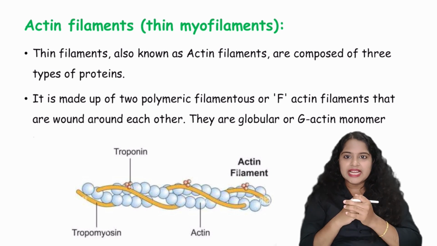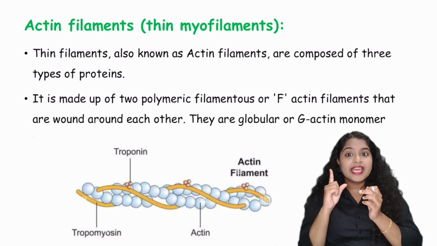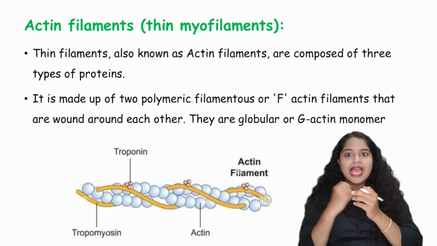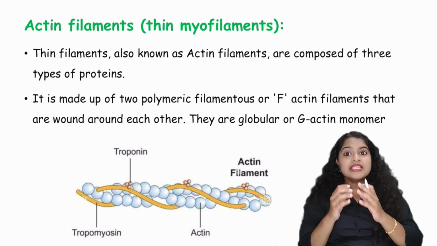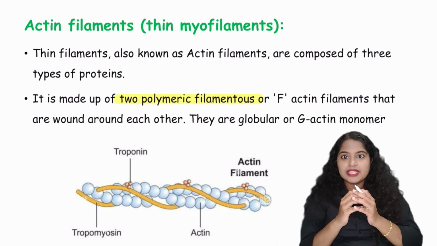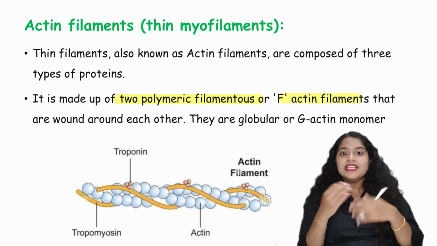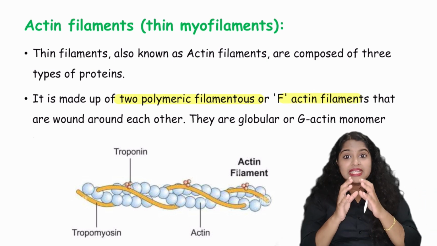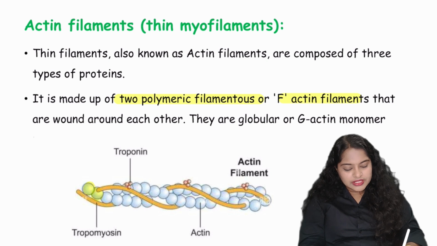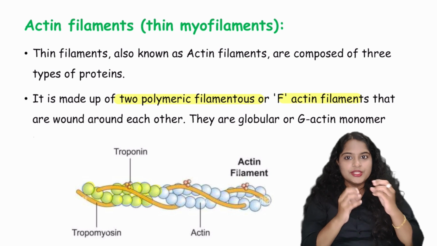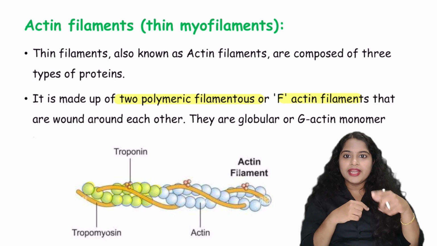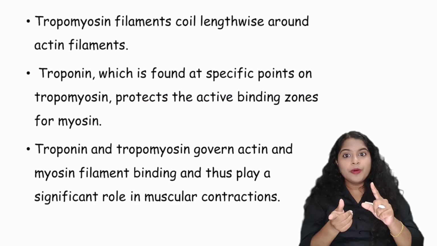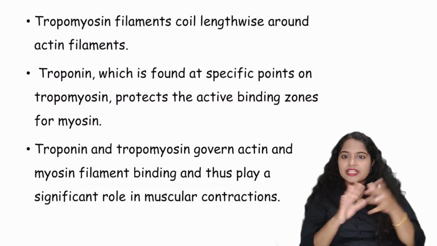The thin filament, or the actin filament, is made up of three proteins: actin, troponin and tropomyosin. And this actin filament is made up of 2 F-actin. So this actin is made up of 2 polymeric filamentous, or F-actin, filaments. These two filaments are wound around each other, and this F-actin is made up of monomers of G-actin. So each one is a monomer of G-actin, and these G-actin combine together to form F-actin, and like that 2 polymeric filamentous chains wind together to form the filamentous actin. The tropomyosin filaments coil around the actin throughout its length.